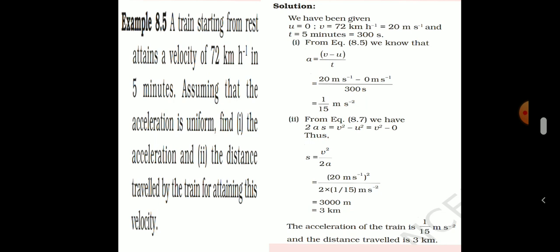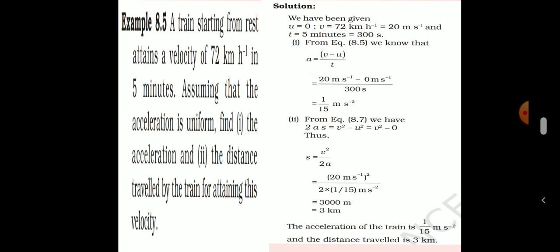Okay. So in this solution, what is given? It is stated that the train starts from rest. If a train is at rest, that means it is not having any velocity. That means its initial velocity is 0. And then it attains the velocity of 72 km per hour. That means the final velocity is 72 km per hour.